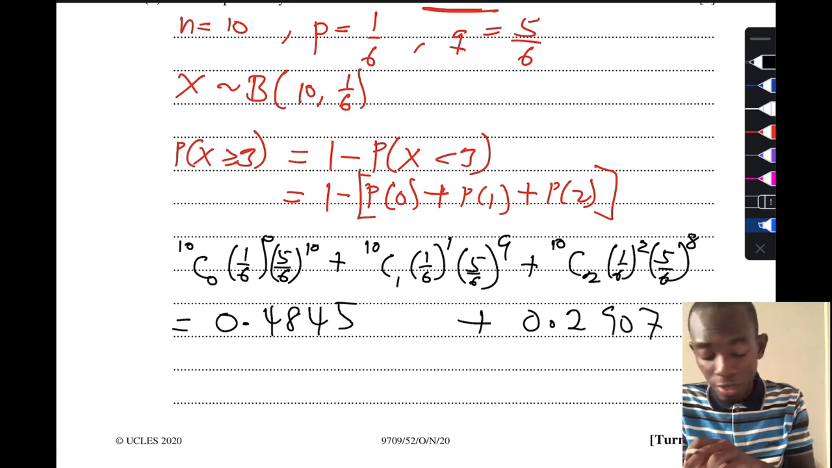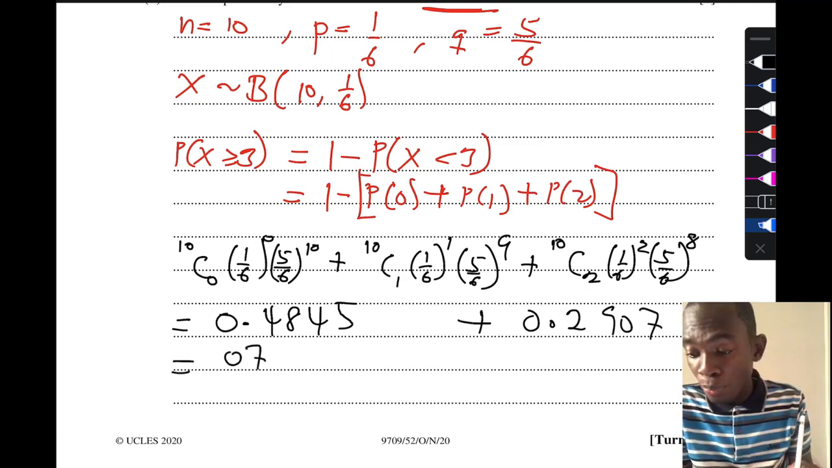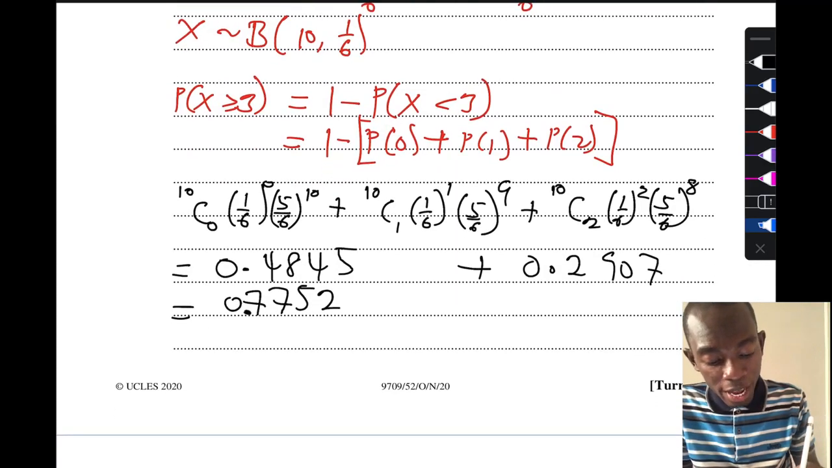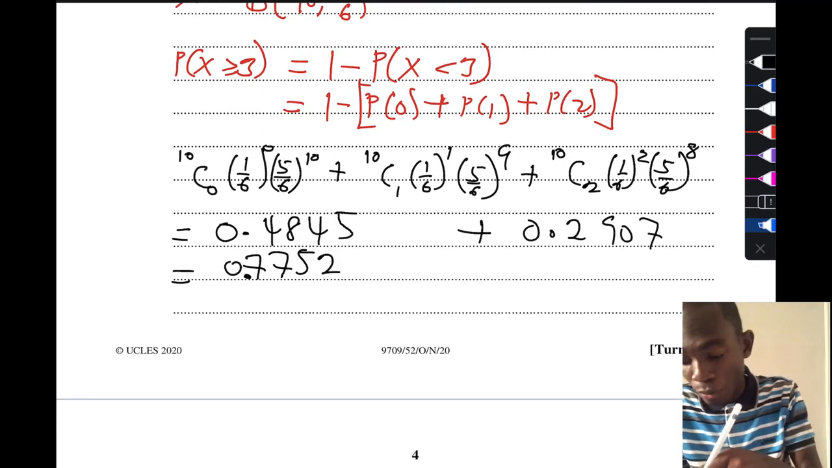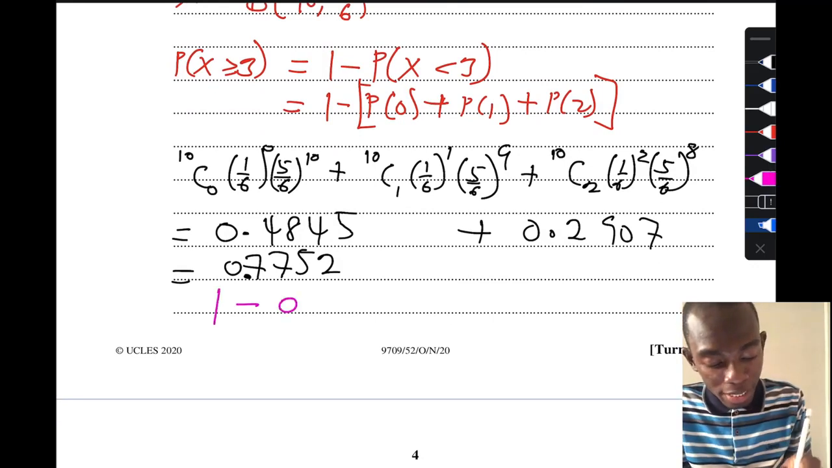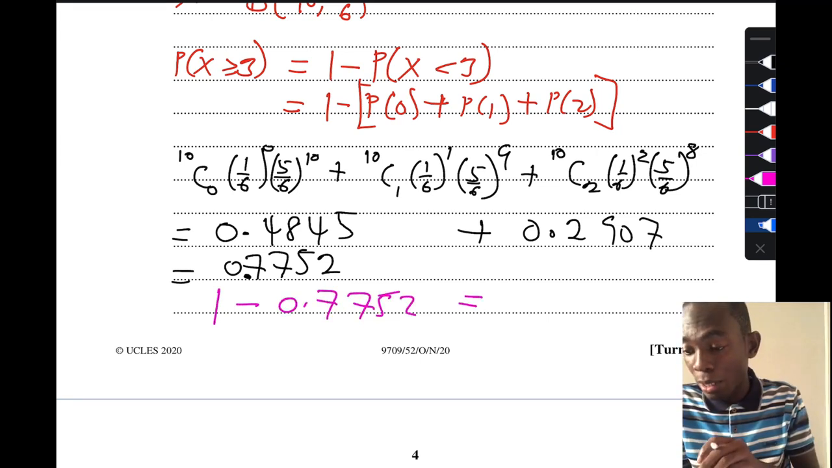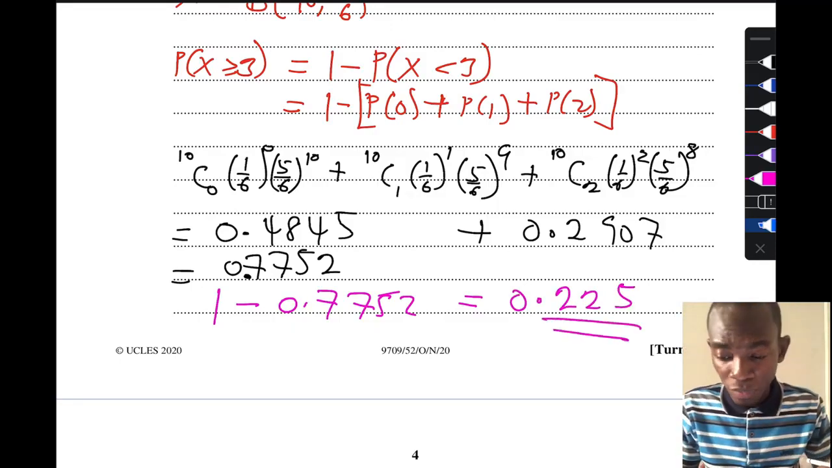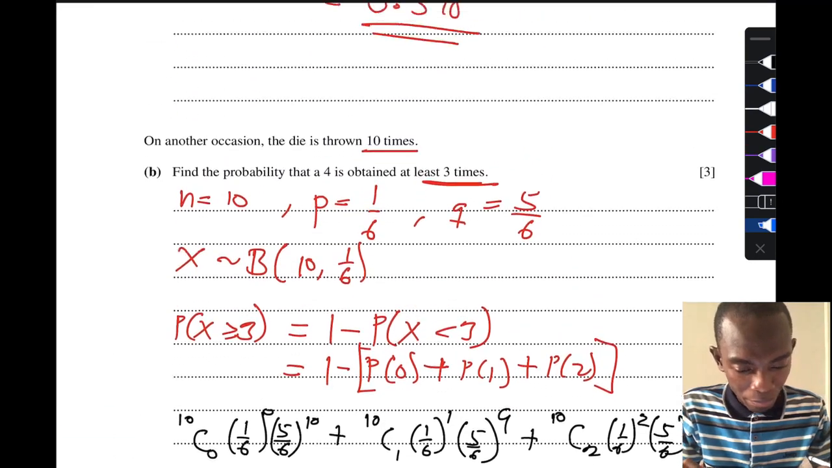I'll add it to the answer. I got 0.4845. Now we have 0.7752. Okay, now we said that, therefore we can just do 1 minus our answer. So 1 minus answer on the calculator, that gives me 0.225. 3 significant figures, okay? And now you are good to go.